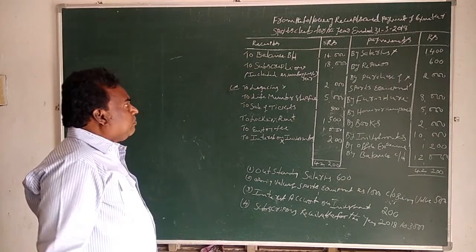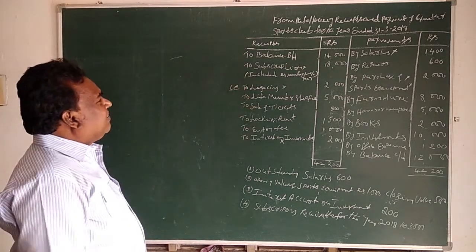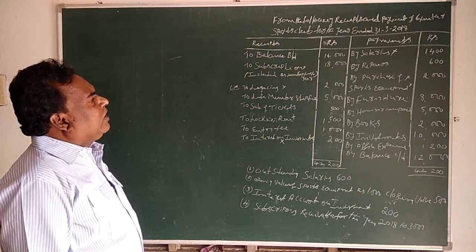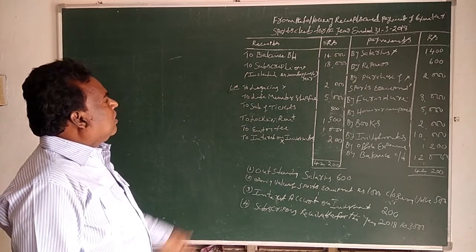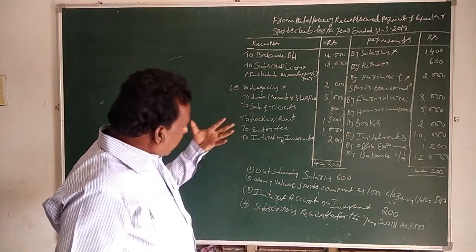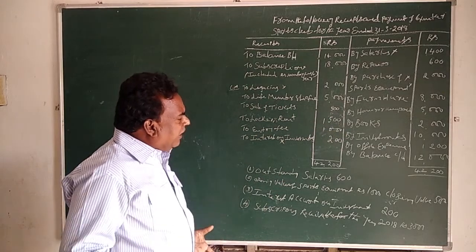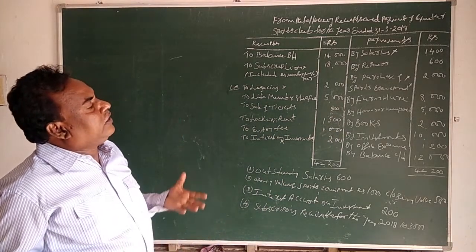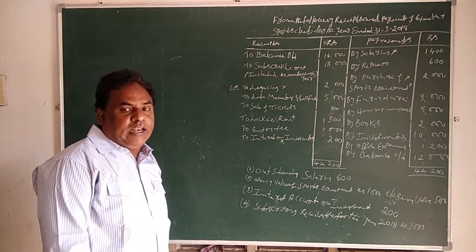So these are the receipts and payments accounts of Guntur Sports Club for the year ended 31st March 2018. These are the sources of receipt, sources of payment. These are the adjustments from which we must design the income and expenditure account for the year ended 31st March 2018.